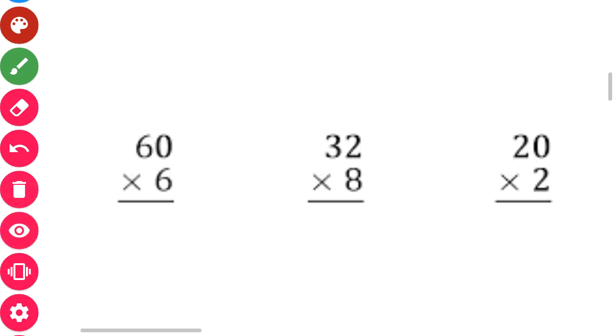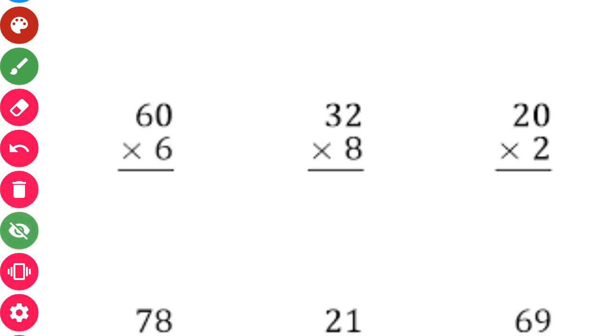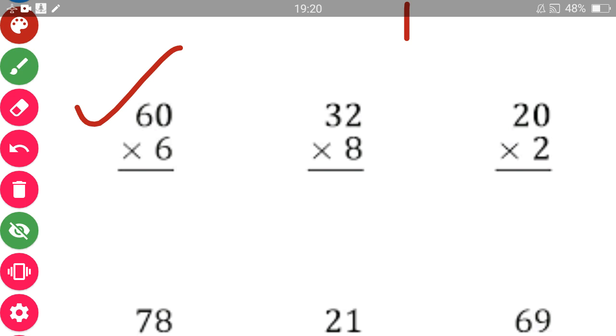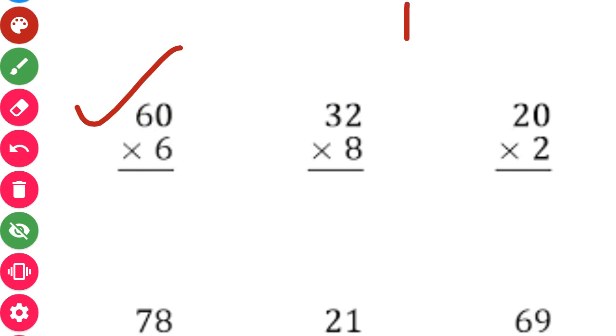Okay, now let us do some selective questions. Do this question. 60 into 6. Very easy question. Do it fast. This question is somehow based on the properties of multiplication. Do it fast.